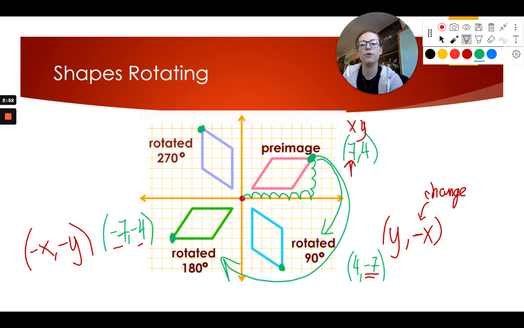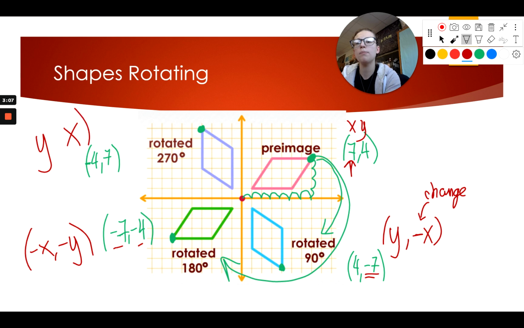Lastly, we have a 270 degree rotation. This is where that corner would end up. And the ordered pair that I have this time is 4, -7... Notice how once again those numbers switched places. Therefore, the y and x swapped. And this time, the value of 4 is what changed. Now that was in the y, so that's why the y value changed. The x value remains the same.